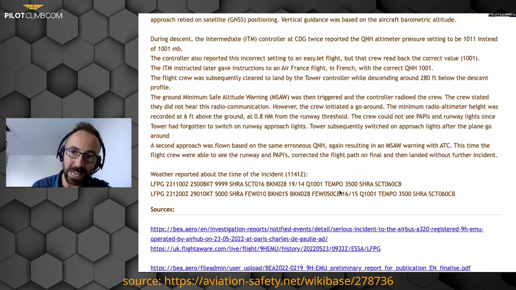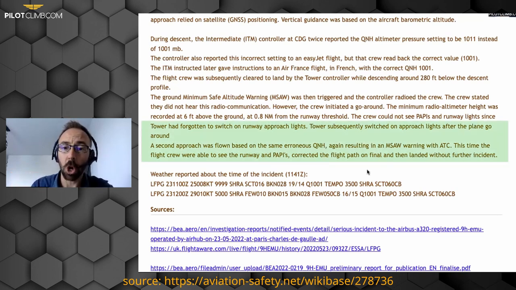So as you can see in here, the problem was a QNH blunder error. The guys were in IMC, so they didn't have visual references. On top of that, the controller, according to this report, forgot to switch on the runway approach lights. So as you can see, there are multiple errors here that combined made the situation quite serious, okay? Tower subsequently switched on the approach lights after the plane went around, okay?